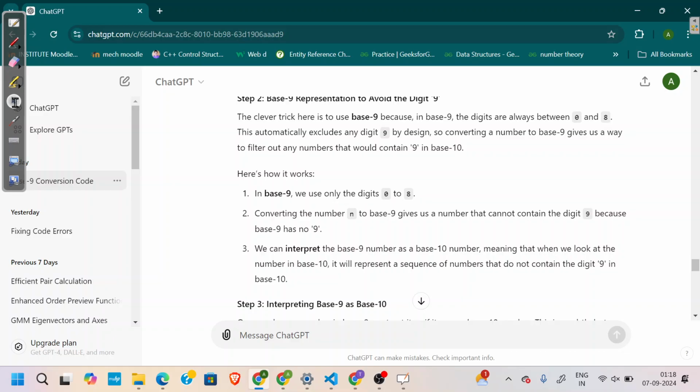So we can interpret the base 9 number as a base 10 number. Like for 17 we were getting the string 18, so we will use that 18 as a base 10 number. Looking at the number in base 10, it will represent a sequence of numbers that do not contain digit 9. So a little bit tougher problem you can see.